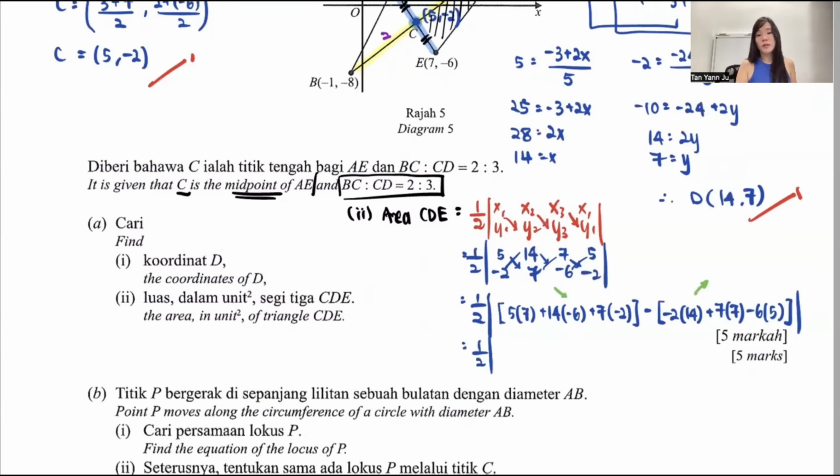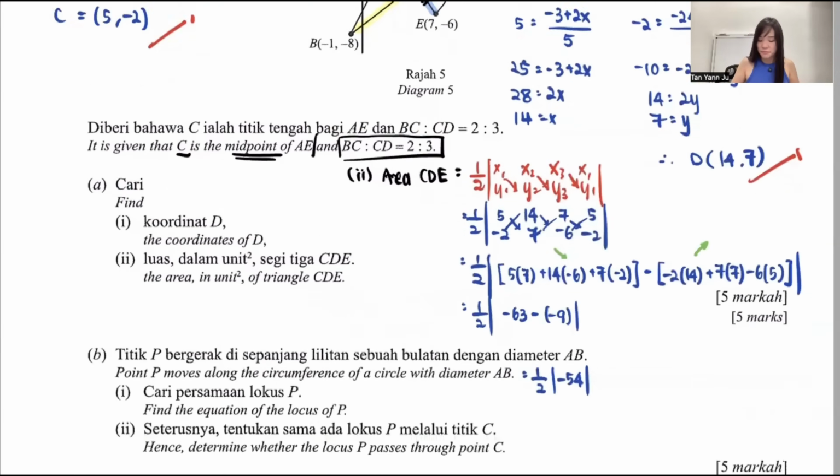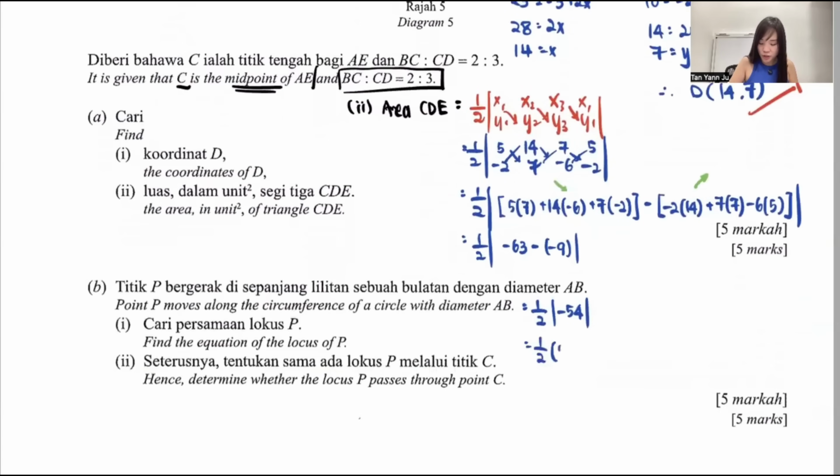So 1/2 modulus 5 times 7 plus 14 times -6 plus 7 times -2. The front one, I get -63. -2 times 14 plus 7 times 7 minus 6 times 5, I'm getting -9. Here, yeah. So -63 plus 9, I get -54. I hope you guys all remember modulus means everything come out will be positive. So -54 come out become +54.